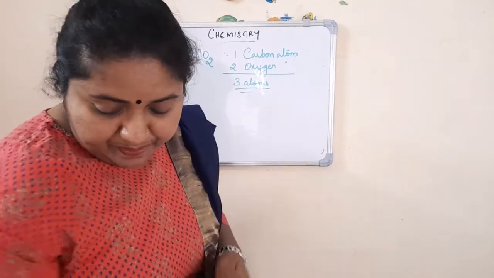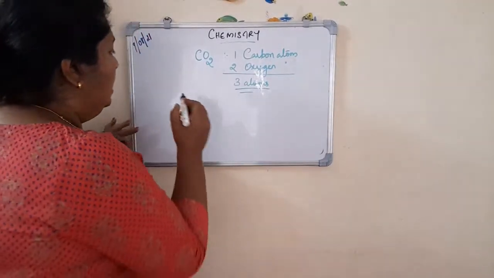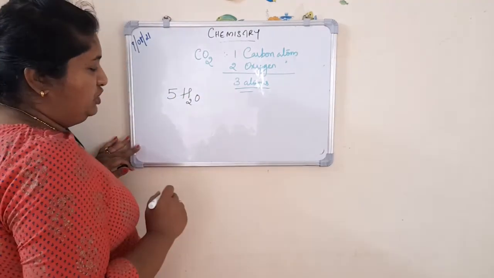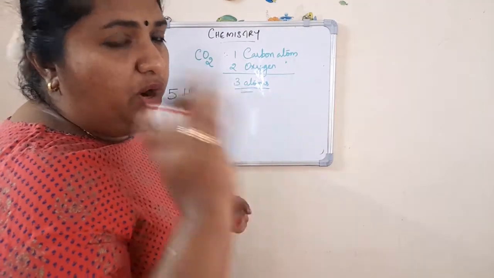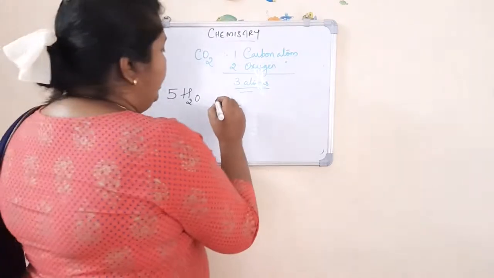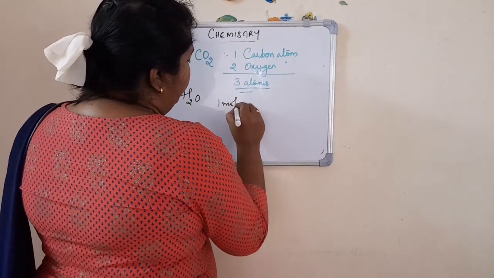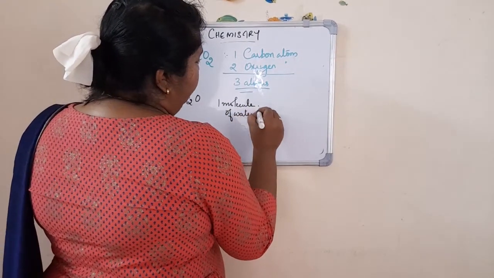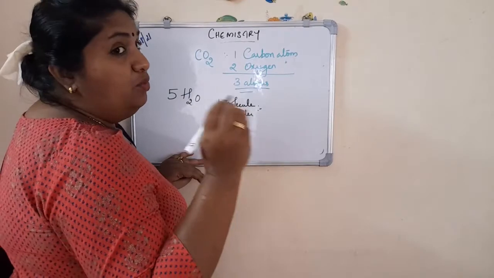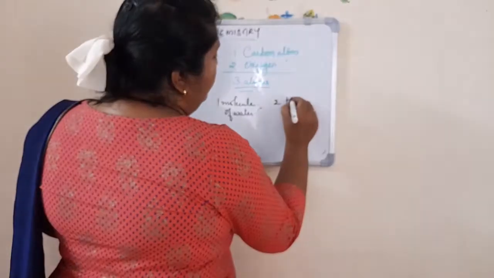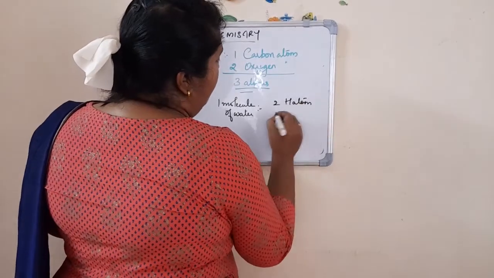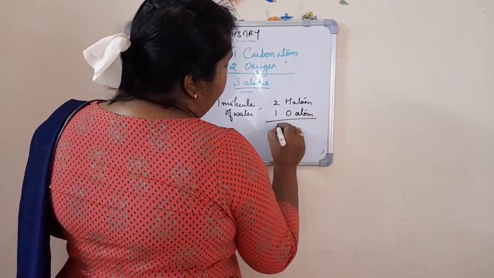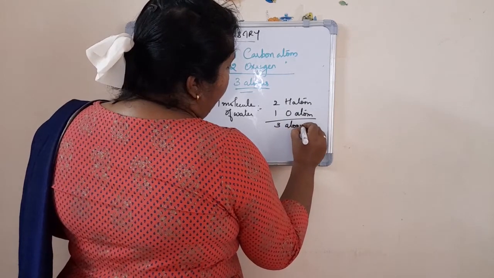Okay, another example. 5H2O. 5 molecules of water. So first we will find in one molecule of water, how many hydrogen atoms and how many oxygen atoms? 2 hydrogen atoms, 1 oxygen atom. Altogether 3 atoms.